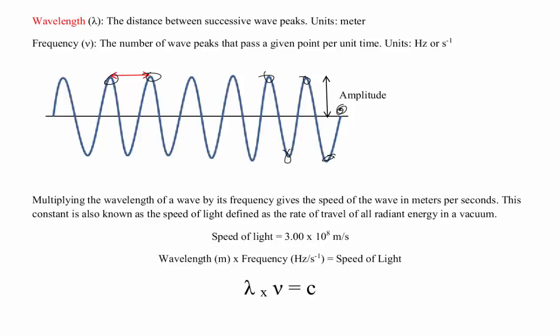By looking at this equation, we can draw a conclusion that wavelength and frequency are inversely proportional. That means that as wavelength increases, frequency decreases, and vice versa. And that will always be equal to the speed of light, 3 times 10 to the 8th meters per second. Now I'll move on to the next slide where we can work some problems.